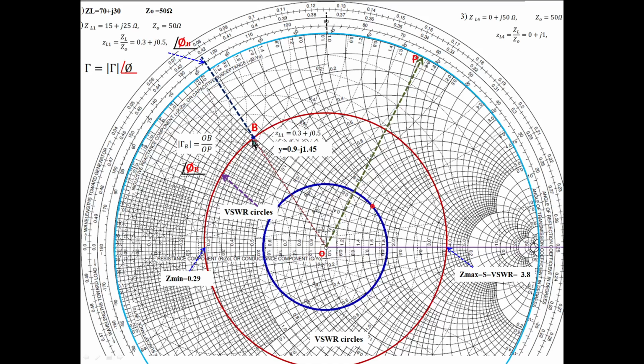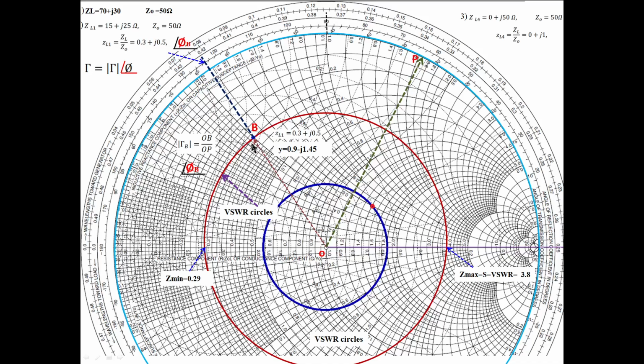Okay, that is the marking of the load point. Afterwards, what we have to do is draw a VSWR circle. To draw the VSWR circle, take a radius as OB and draw a circle. See this red color one. This other one is the VSWR circle for the previous problem. Now this red color one is the VSWR circle for this load B. So this is the load point.